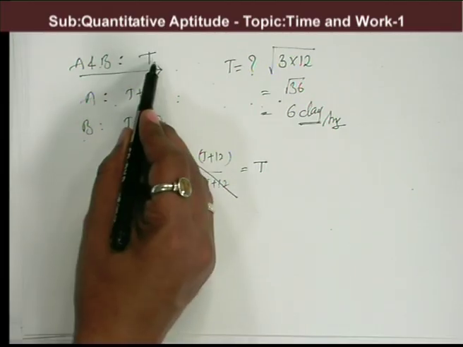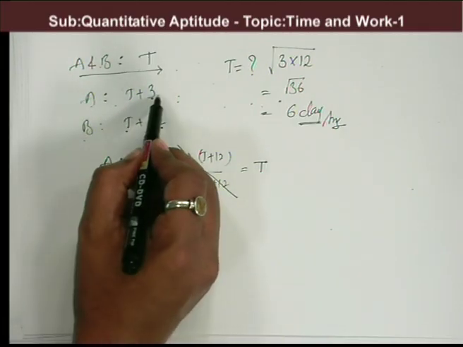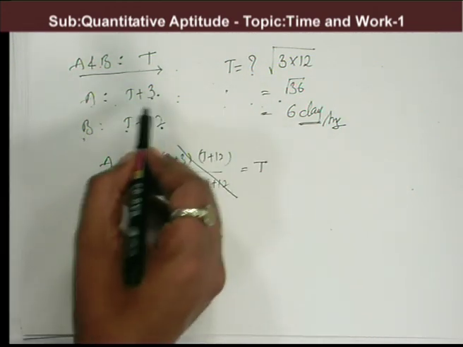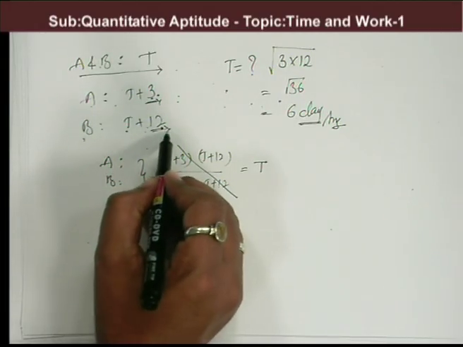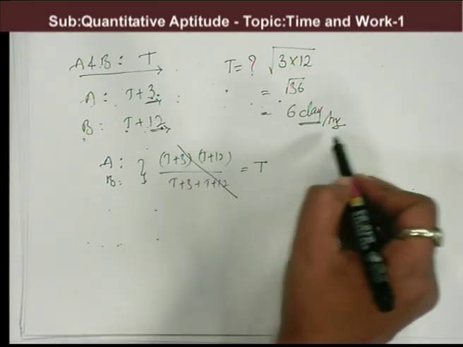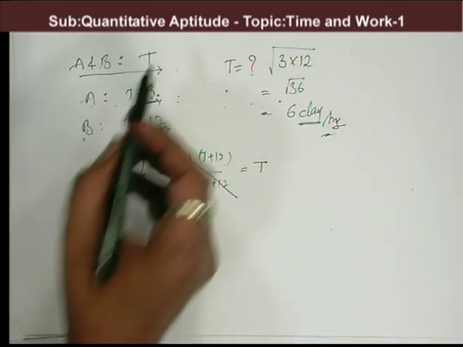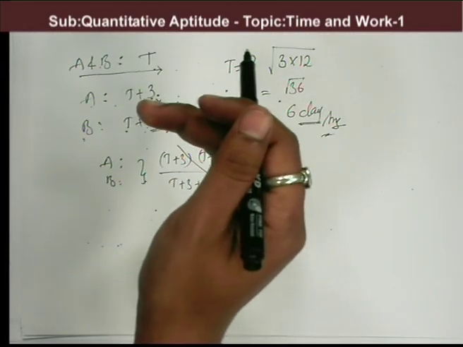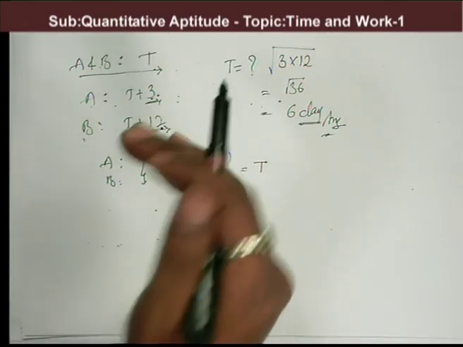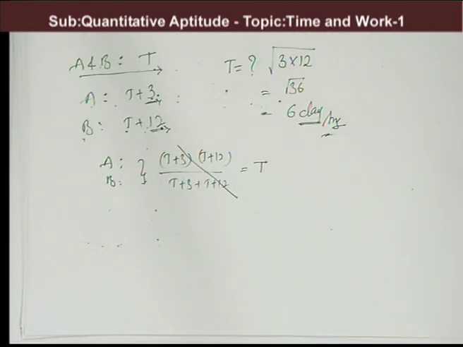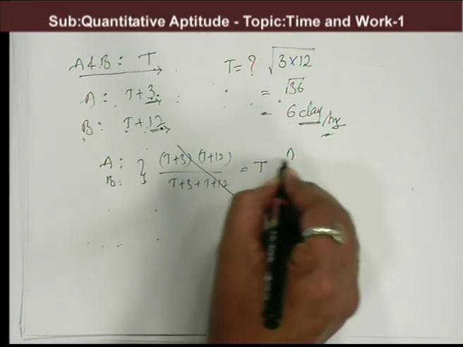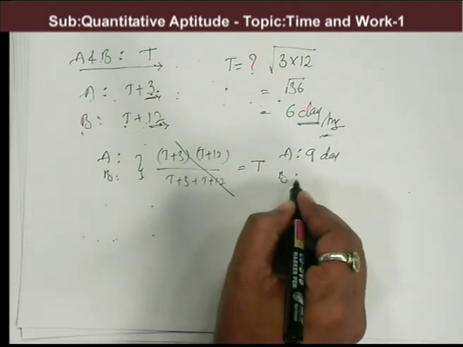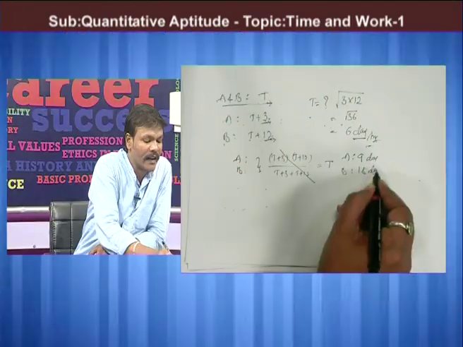So, when A and B together take T, A alone completes the work in T plus 3, and B alone in T plus 12, the T value is the square root of 3 into 12, that is 6 days of work. A takes 3 days more than A and B together, B takes 12 days more, and the square root of the product of both is the T value. So, from this question, A can complete the work in T plus 3, that means 9 days, and B can complete the work in 6 plus 12, 18 days. Simple question.